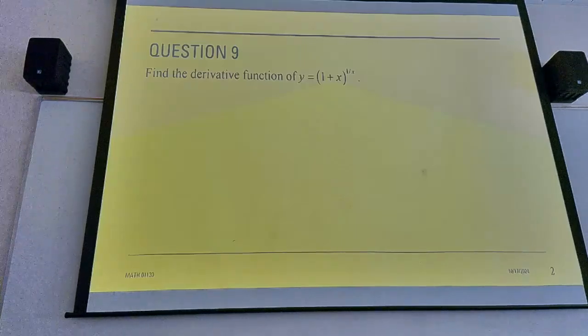This is not any of the functions we've studied. Right? It's not a power function. It's not an exponential. It's certainly not trig. It's certainly not logarithmic. It's not product, not quotient.